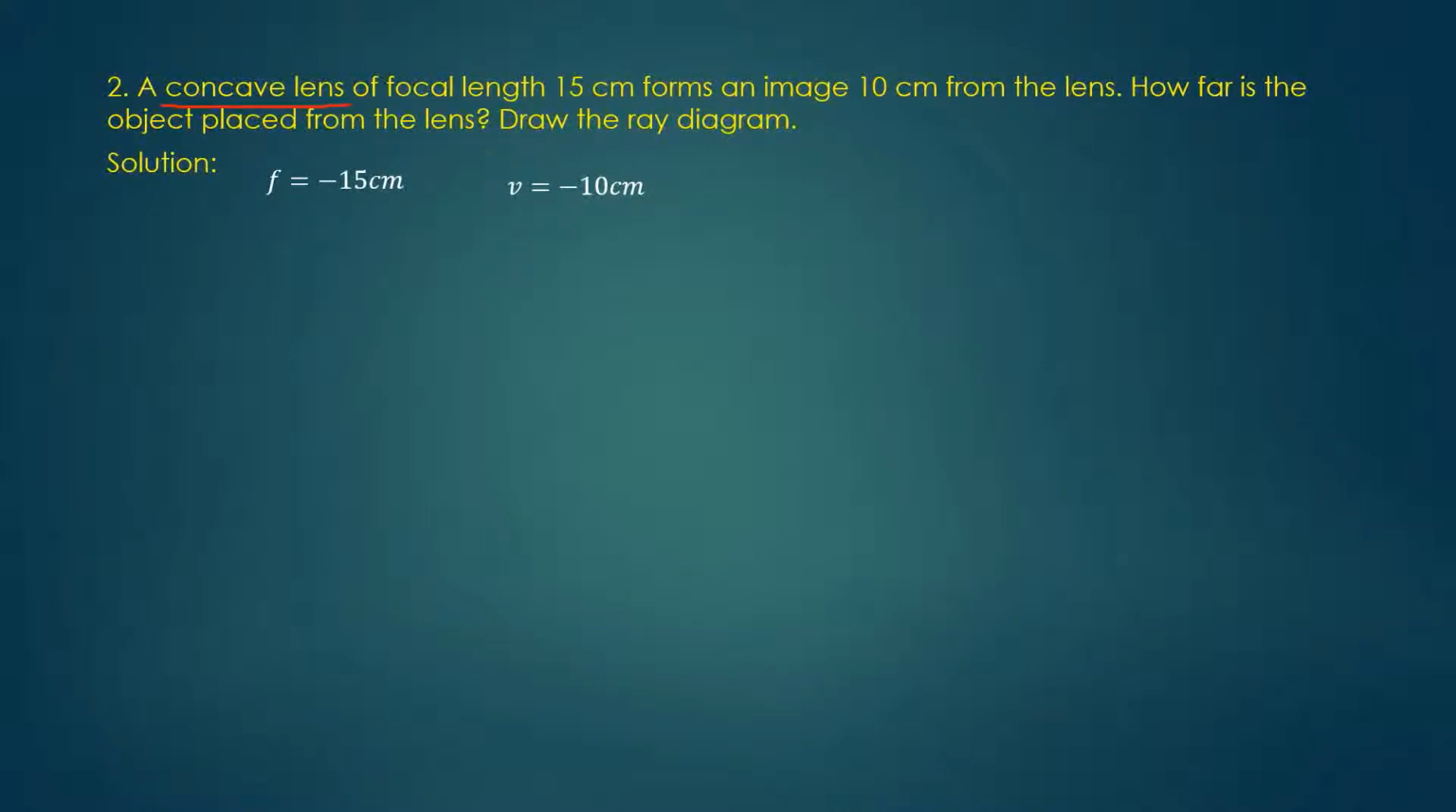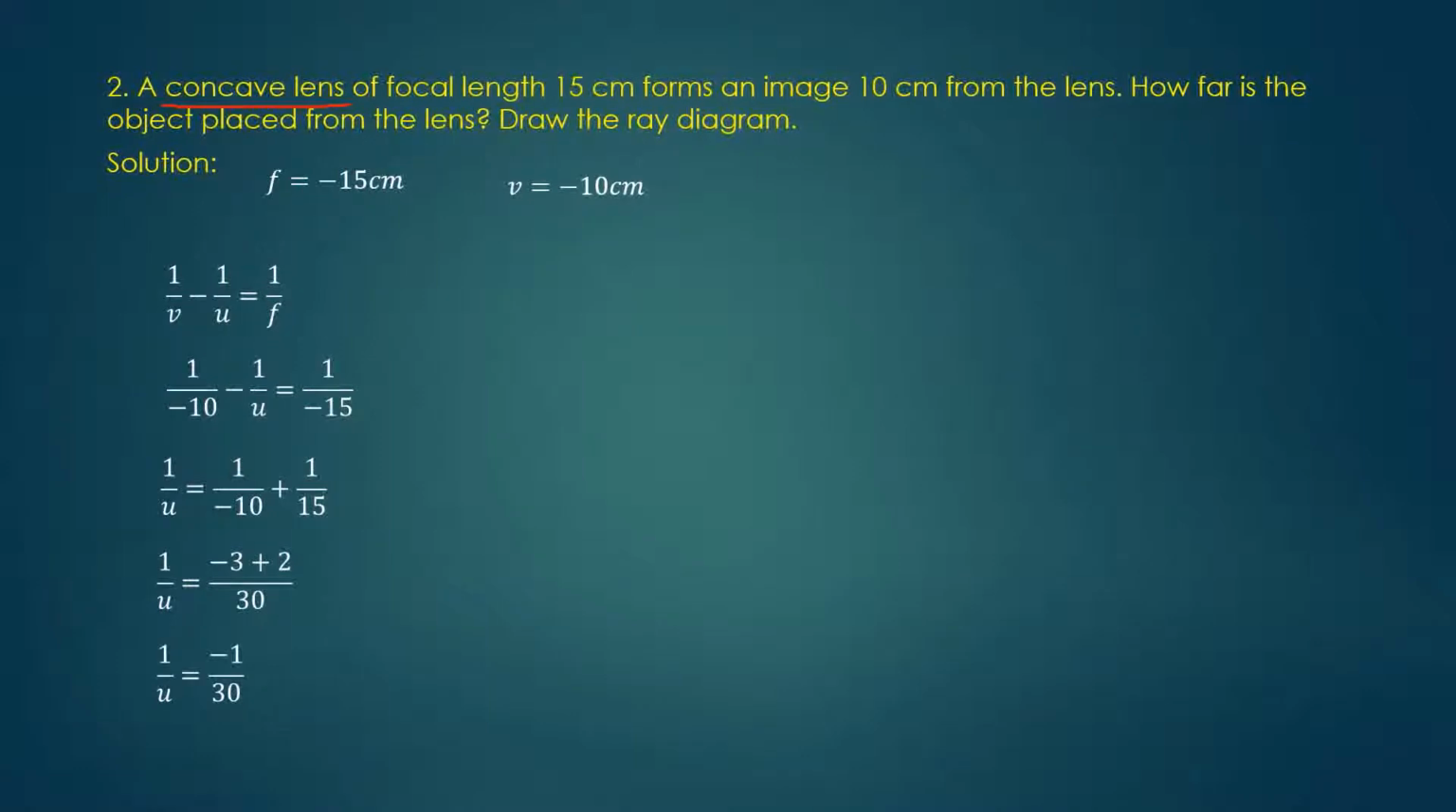So we know that concave lens forms virtual image, direct image, and on the same side as that of the object. So V will be negative. So using lens formula 1 by V minus 1 by U equal to 1 by F, when we put the value of F and V, then U will come out to be minus 30 centimeter. Now U is negative. It indicates that the object is placed in front of the concave lens.